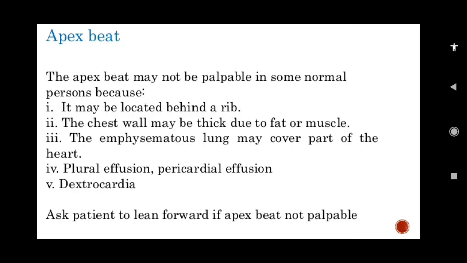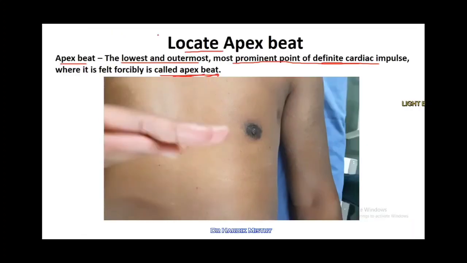Ask the patient to lean forward if the apex beat is not palpable. In the first or second attempt, if you are not able to feel exactly where the apex beat is located, ask the patient to lean forward. Sometimes it may become palpable, for example if it is located behind a rib, or in thick, fat people. In those conditions we can palpate when the person leans forward.